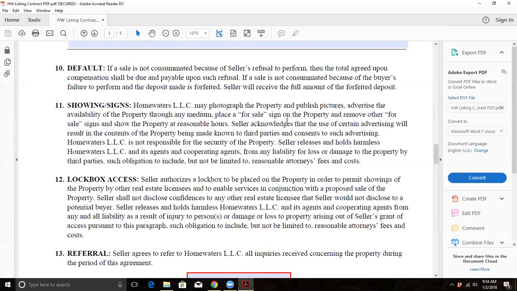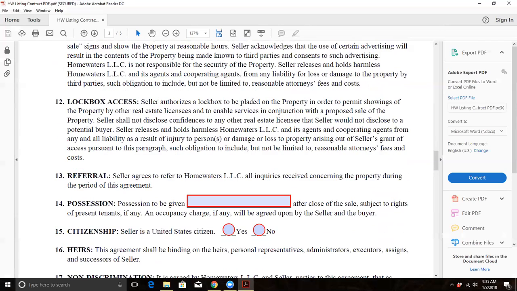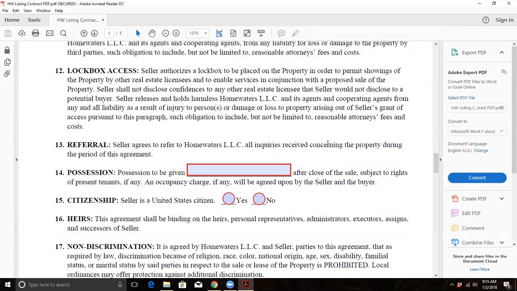Let's see here. Showings and signs. Again, this is all very, very standard. We do have lockbox authorization, but they agree to release us, hold us harmless from any problems that might arise out of that.